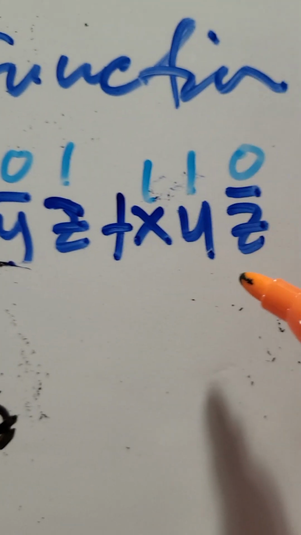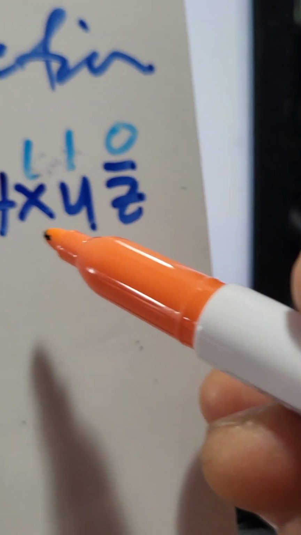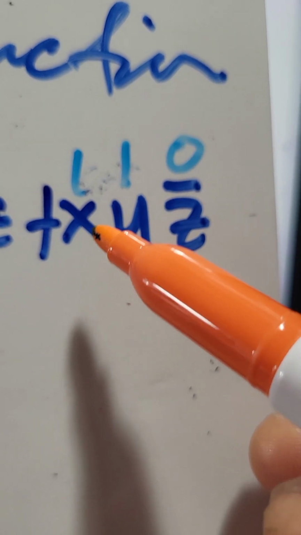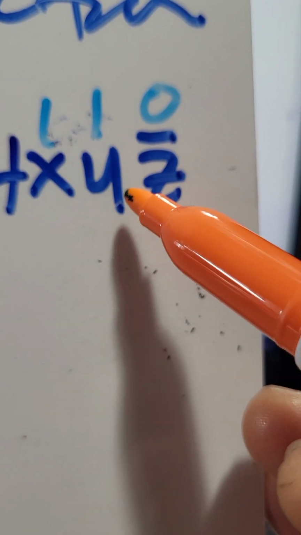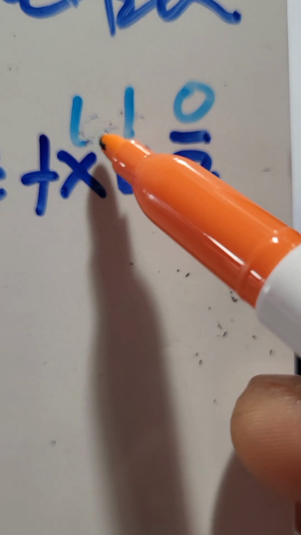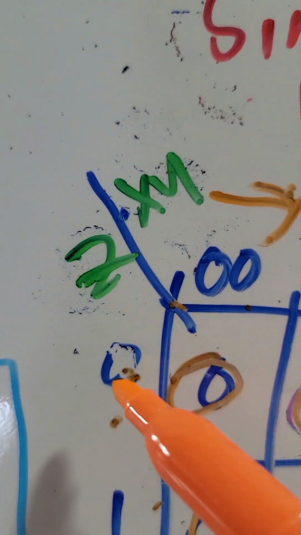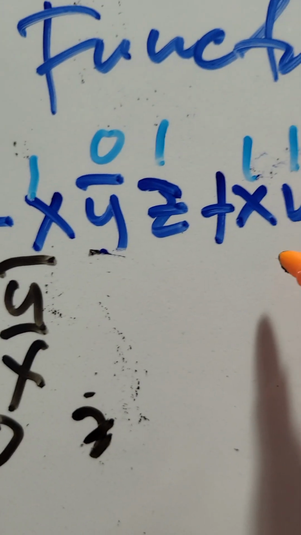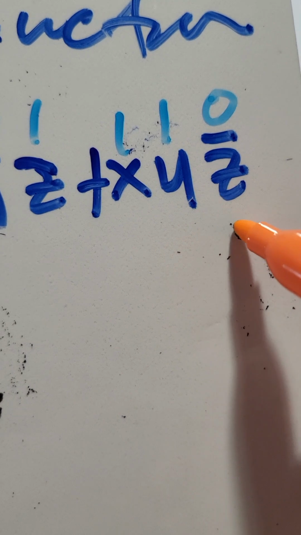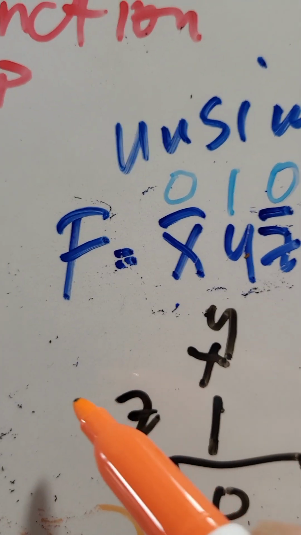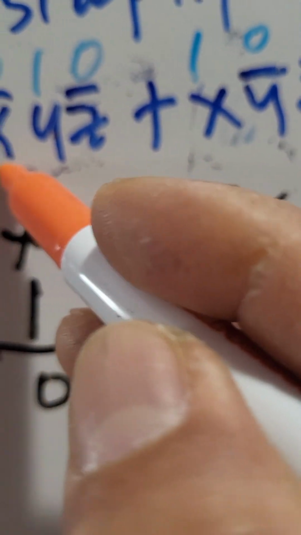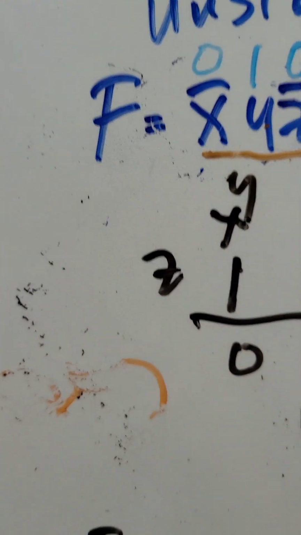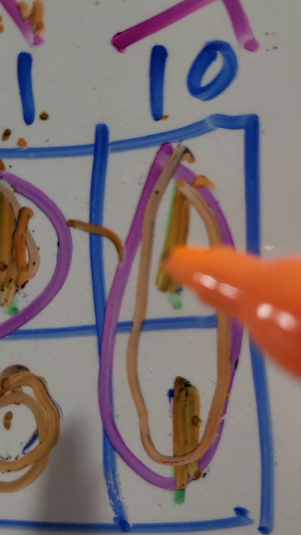So this is in minterms function: x is 1, y is 1, z is 0. So 110. This is 1 0, this output. So this is the term x y z bar. So this one, we also explain this one.